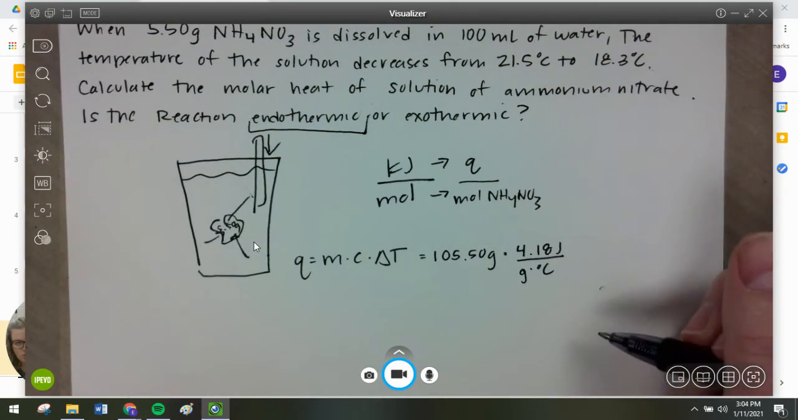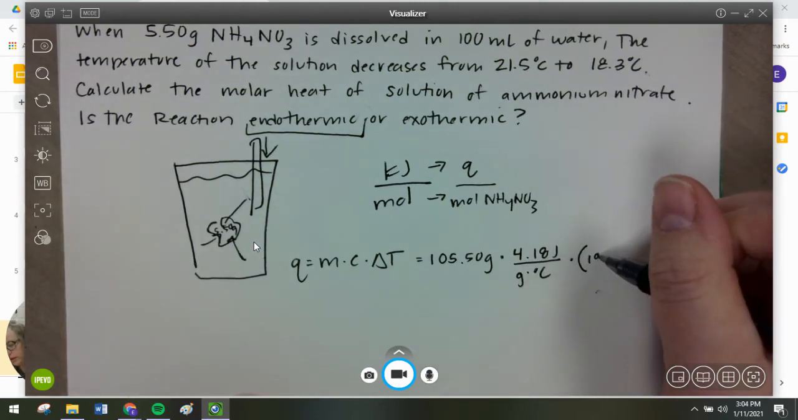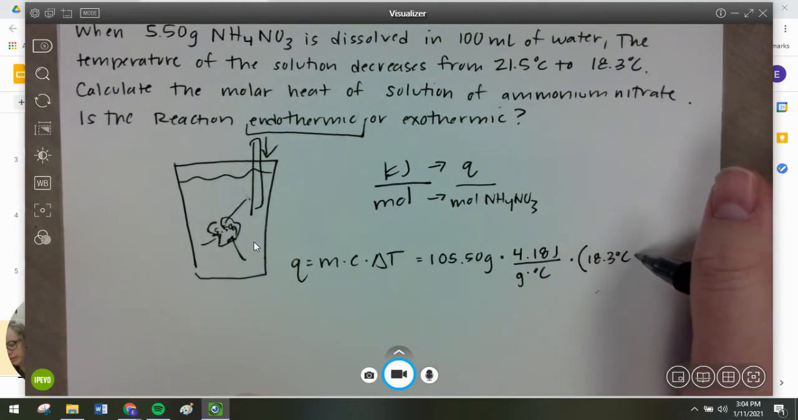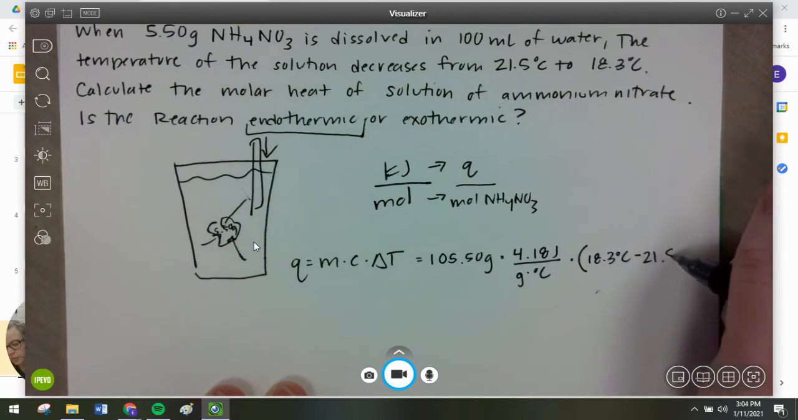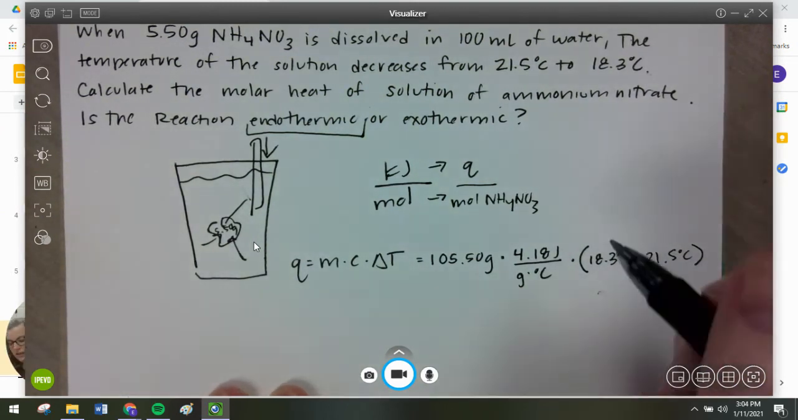And then my change in temperature is going to be T final minus T initial. So 18.3 degrees Celsius minus 21.5 degrees Celsius. And you can see in this case, it's going to give me a negative temperature change.